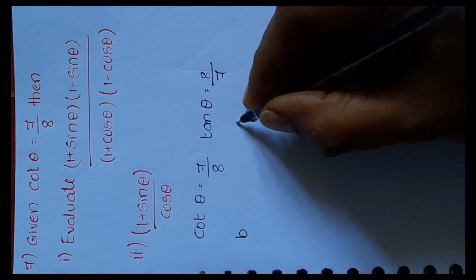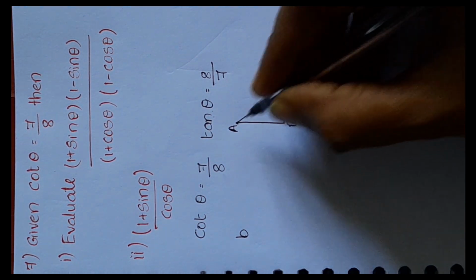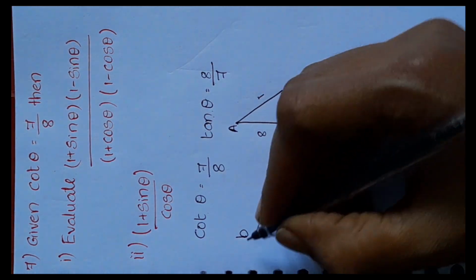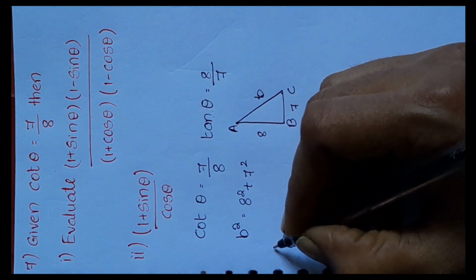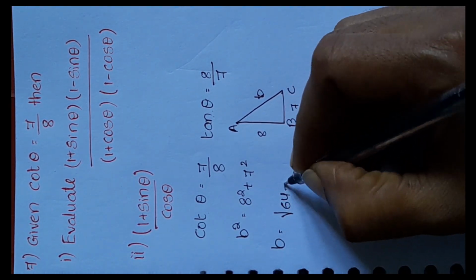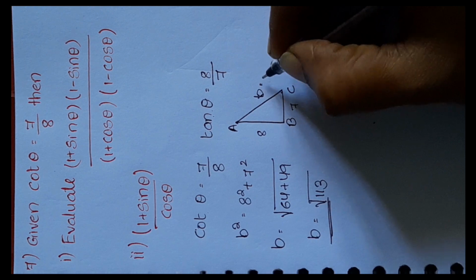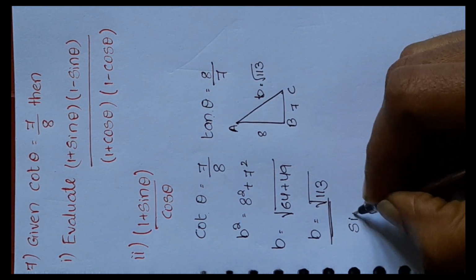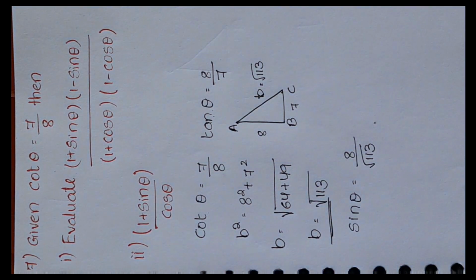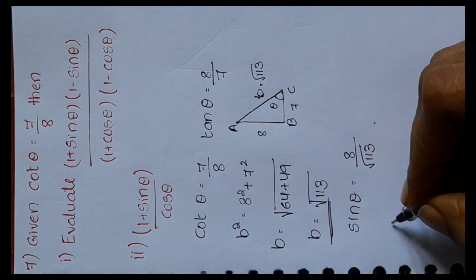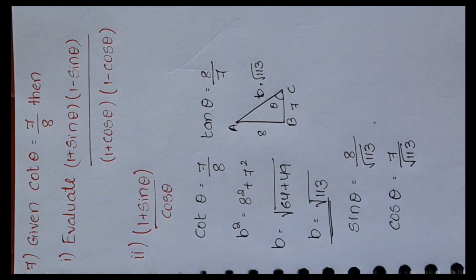So from the Pythagoras theorem, let us draw a right angle triangle here. A, B, C. BC is 7. AB is 8. We should find this. Let it be small b. b square is equal to 8 square plus 7 square. b is equal to root of 8 square is 64, 7 square is 49. We get the value of b is equal to root 113. Now sin theta is equal to 8 by root 113 because sin theta is opposite side by hypotenuse and cos theta is adjacent side by hypotenuse. Adjacent side is 7 by root 113, the hypotenuse.